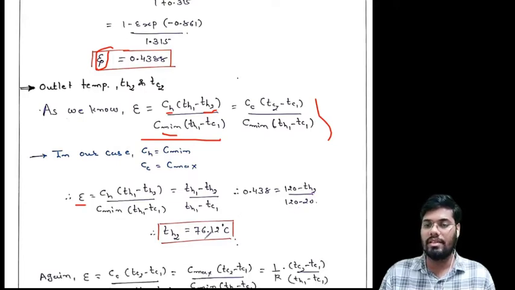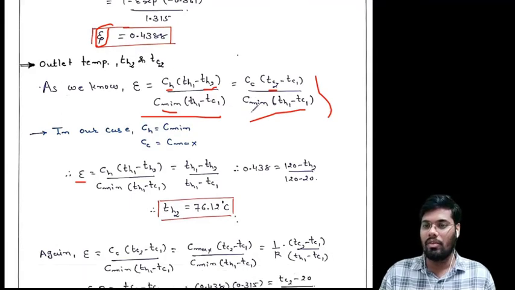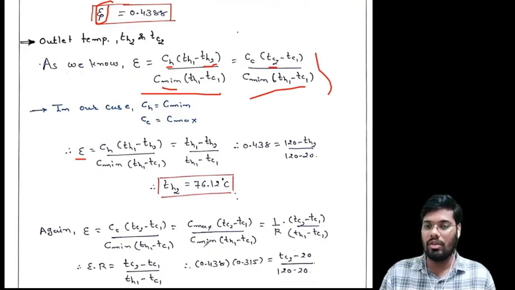So it would be 76.12 degrees Celsius. Now from this second term, we can find out the value of TC2, because we know the value of CC and C minimum. Our CC is C maximum. So in this equation, instead of CC, we can write C maximum, so C maximum by C minimum. We know that C minimum by C max is equal to R. So we can write 1 by R instead of C max by C minimum.